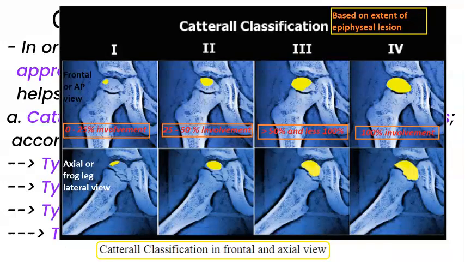This figure shows the Catterall classification in frontal and axial view. The Catterall classification is based on extent of epiphyseal lesion. So the frontal or AP view shows 0 to 25% involvement, 25 to 50% involvement in type 2, type 3 more than 50% and less than 100%, type 4 100% involvement.